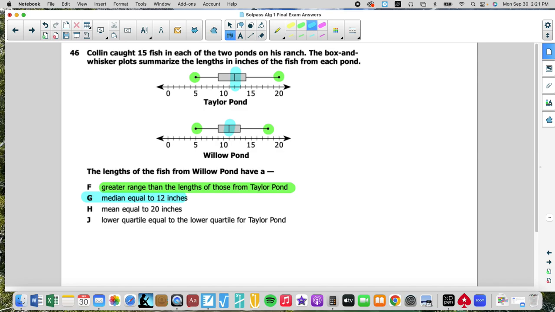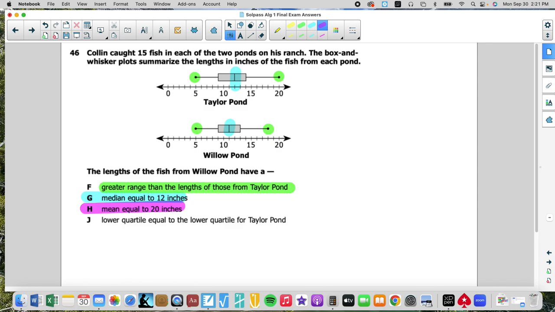So the median is equal to 12. That's no increments of 1. So this median for Woolly Pond is 11. Taylor Pond is 12. And then the mean equal to 20 inches. Well, I don't think any mean is going to be equal to 20 because I don't have my values.